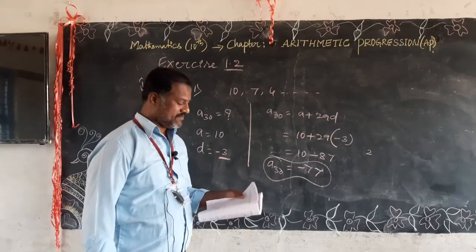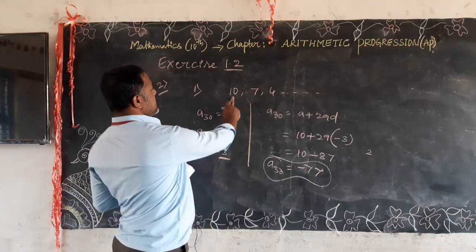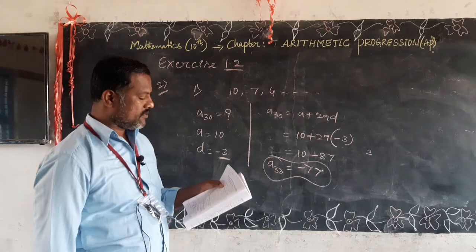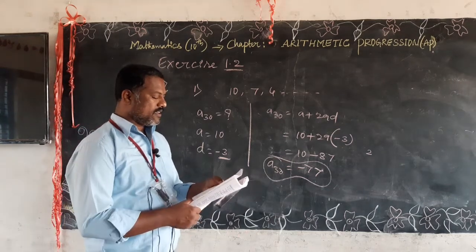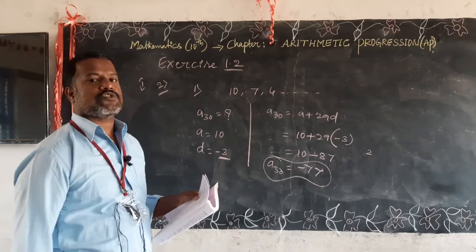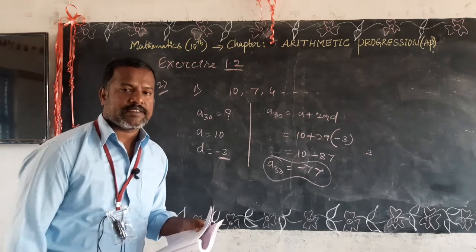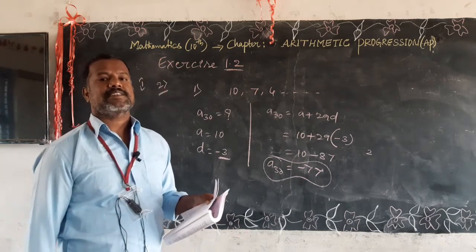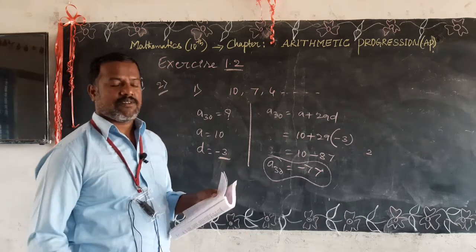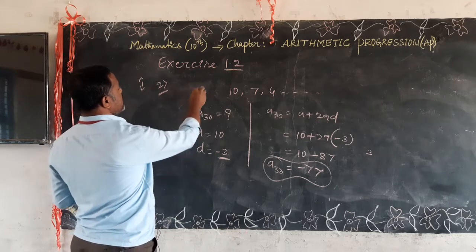See, 10, 7, 4, dot dot dot. You have to find the 30th term. The direct formula is A plus 29D. The value of A is 10 plus 29. The value of D is minus 3. 10 minus 87. The answer is minus 77. Over. Let me explain the second problem.